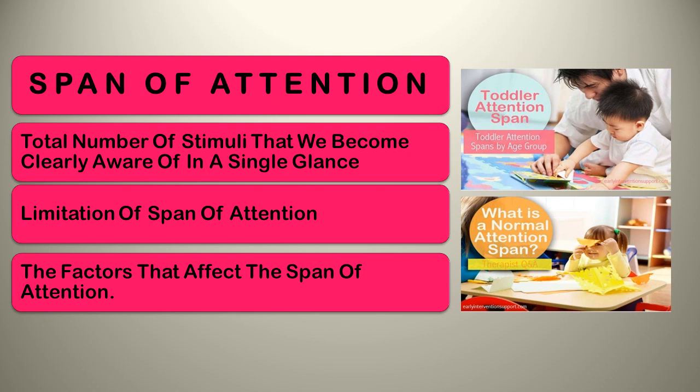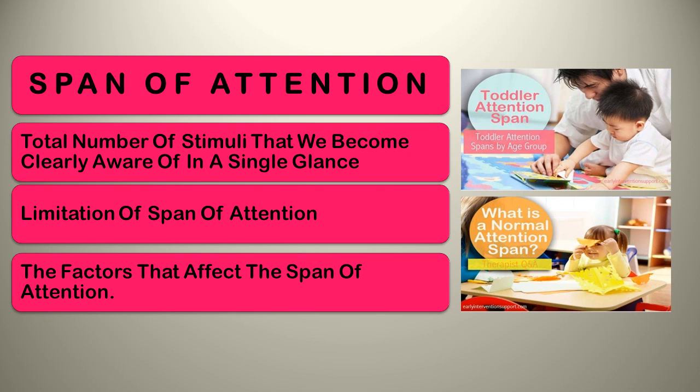Distractibility occurs when attention is uncontrollable, diverted to another activity. So, span of attention refers to an individual's ability to attend to a stimulus or object over a period of time. This ability is also known as sustained attention. Span of attention has a limited capacity for attention.